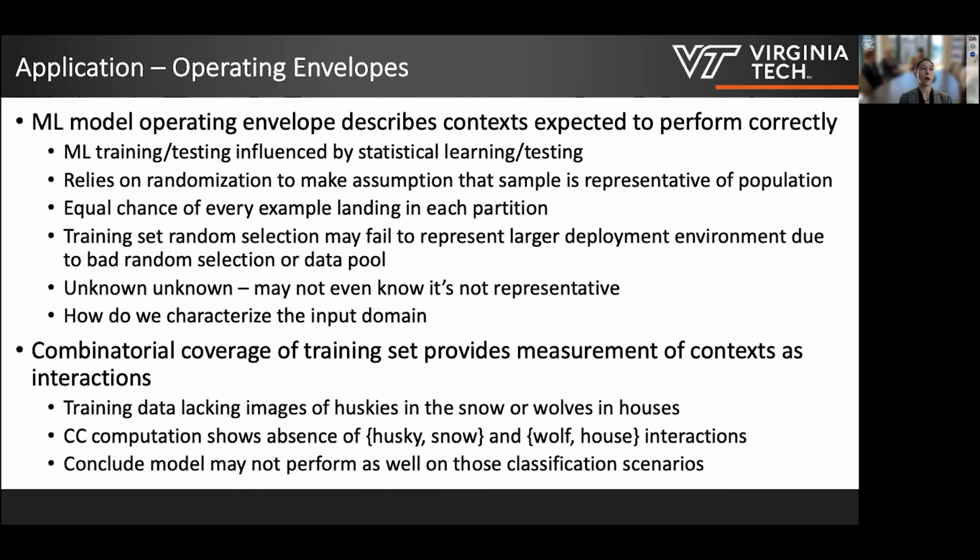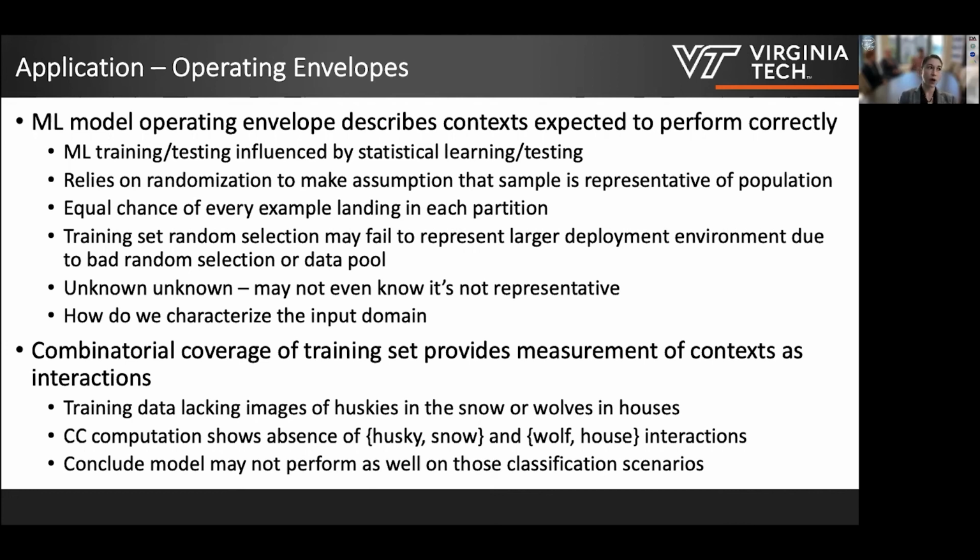But training set random selection might fail to represent the larger deployment environment. And this might be due to bad random selection. Maybe for whatever reason, when we did the random split, all of the images of huskies and snow landed in the test set, bad luck. Or it might be the case that our data pool doesn't include those interactions from the target environment, the deployment environment. So this might even be an unknown unknown. We might not know that it's not representative.